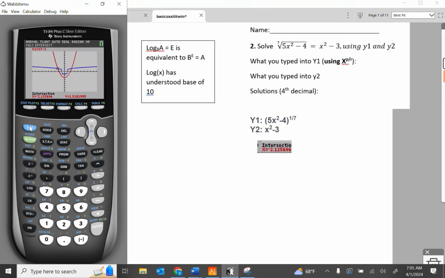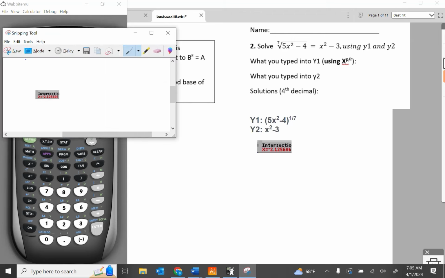So anyways, I was just rounding there. Second trace 5. Get close. Enter 3 times. There's the other one. Same thing, just positive. So there's 2 easy questions.